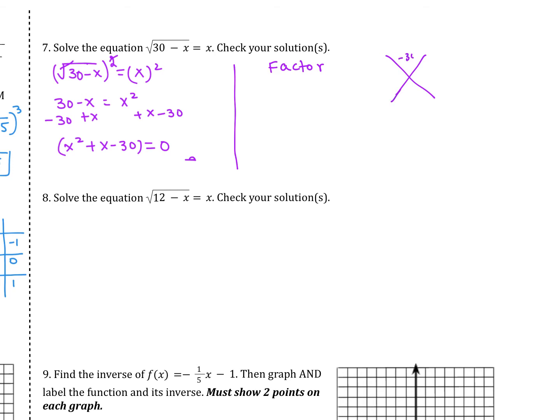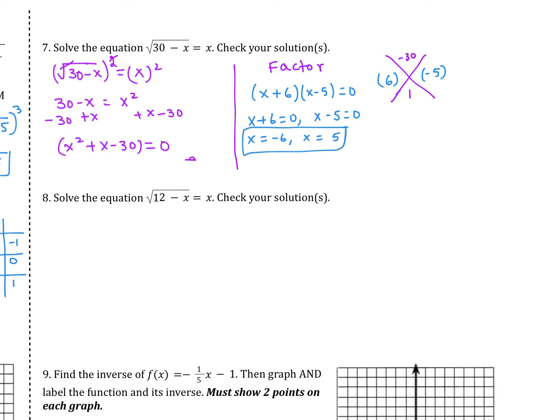Multiplication should be -30, and then addition should be 1. What are the two numbers that you're going to use to factor this? So the numbers are going to be 6 and -5. So the factors are (x + 6) and (x - 5). Put them equal to 0 one by one. x equals -6 and x equals 5.